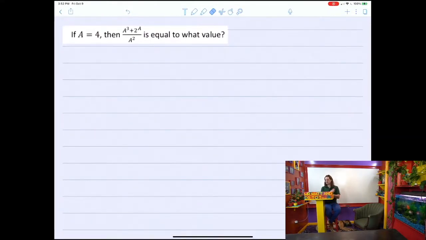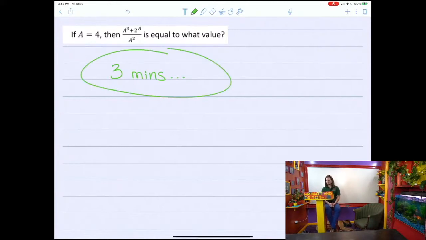I'm going to give you 3 minutes. Please look at this question. And I would like you not to use your calculator for this question, by the way. I want you to try and solve it using the rules of exponents.